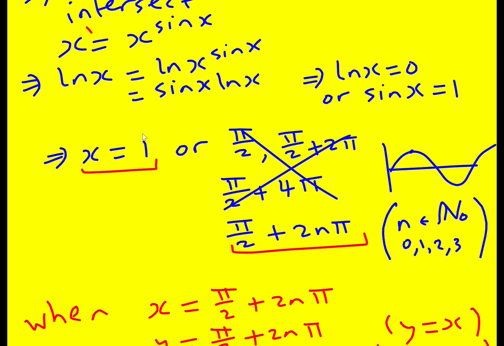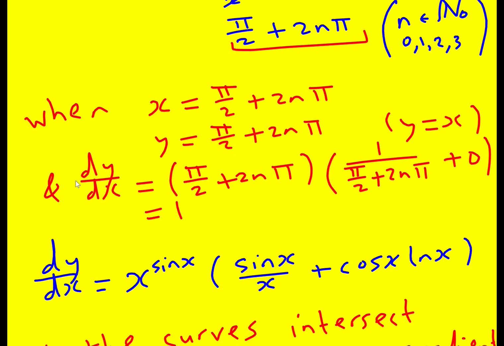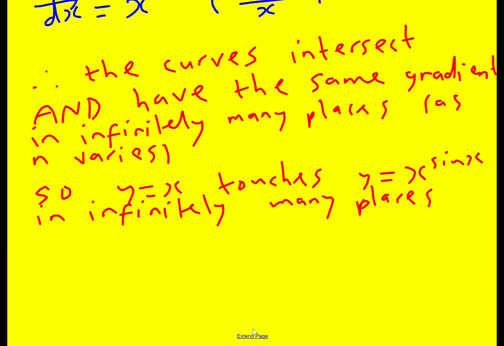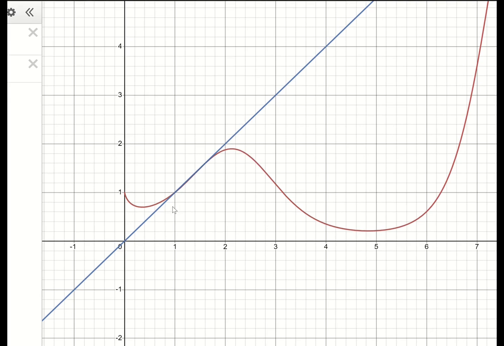We can ignore that one, although you can write that one down. And then we've got y equaling the same, and also that the gradient function is equal to 1. That means that y equals x and y equals x to the sine x have the same gradient at each of these points, which implies that it's a tangent there. Okay, subtle.